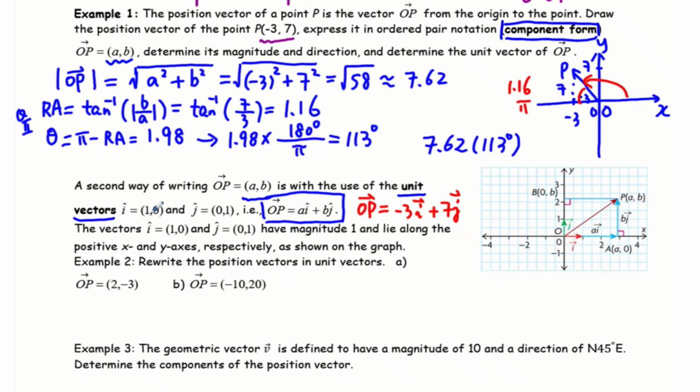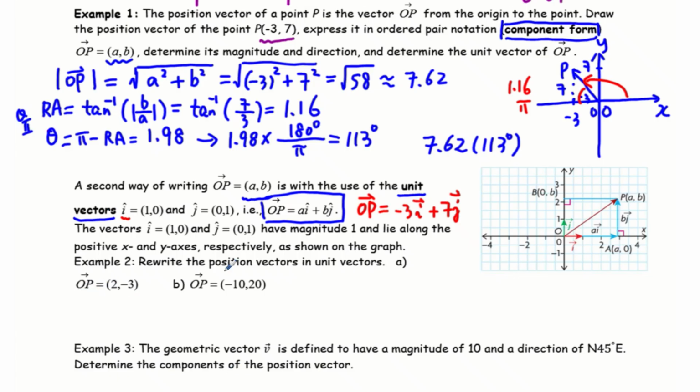So for the x direction, we use i to represent it. And for the y direction we use 0, 1, this direction to represent it. This is our unit vector for the y direction. This is our unit vector for the x direction. So we want to practice rewriting it in the unit vector notation.